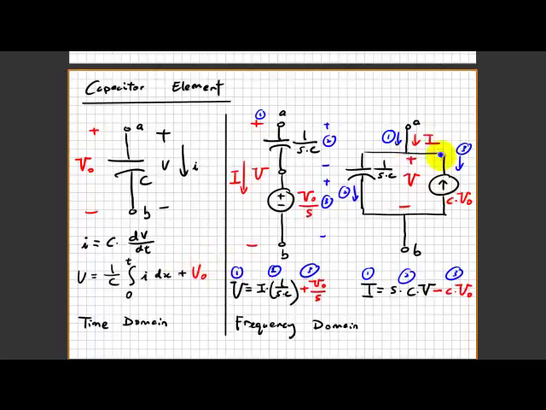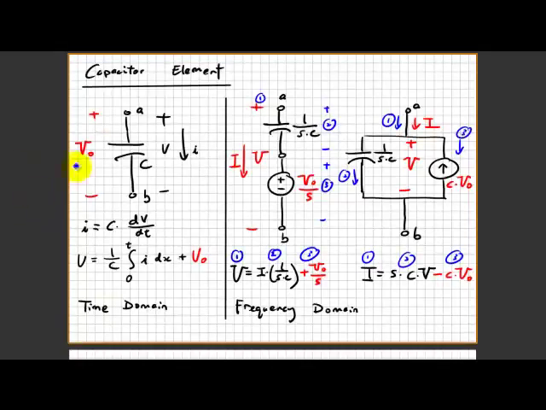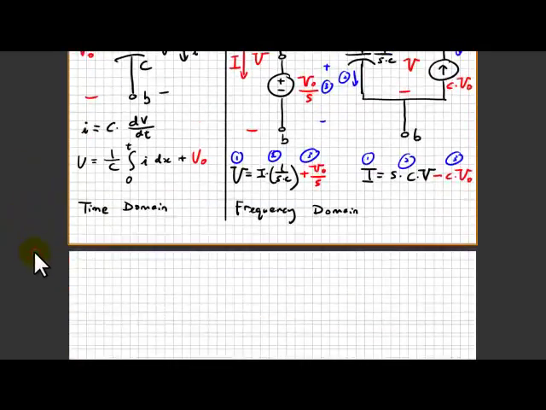So similarly, I'm going to do the same for the inductor element as well. I'm going to add a new page here, insert page, and here we go. So capacitor element, the next page will be inductor element. So we have inductor element.